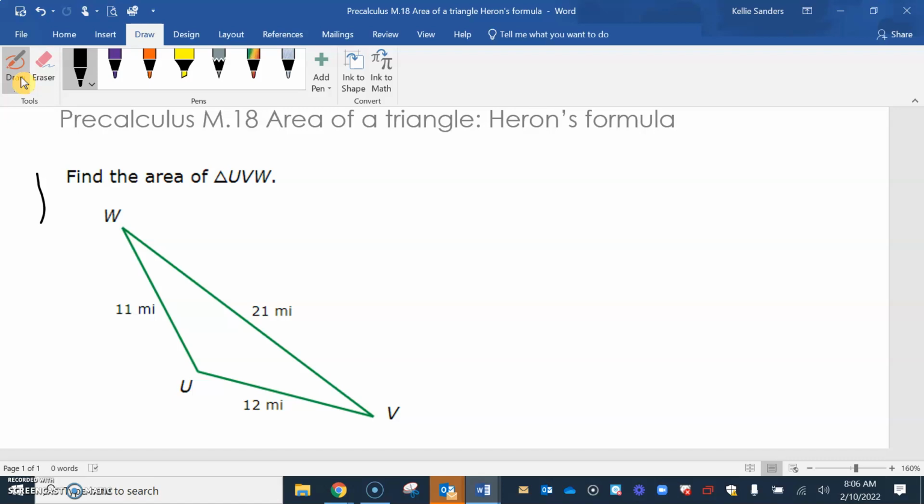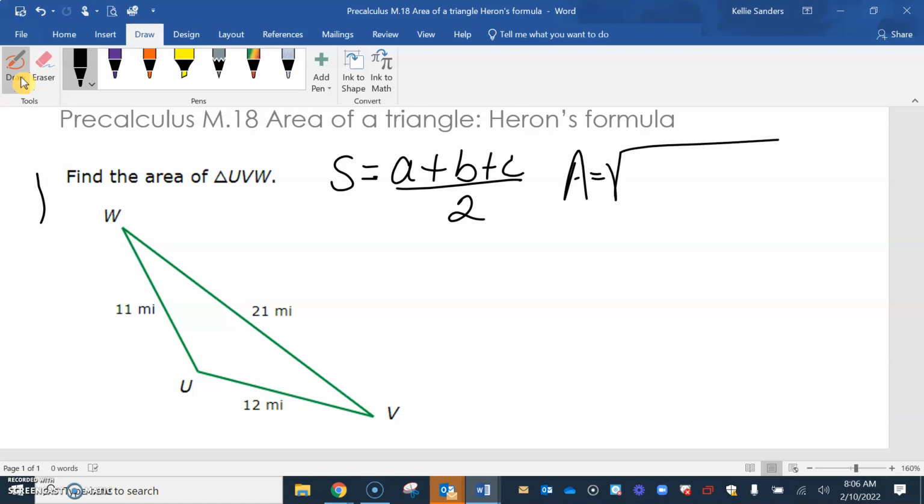So the first thing you're going to have to do is find S. And S is found by adding all of the sides and dividing by 2. And once you do that, then you're going to find the area. And the area is the square root of whatever your S is times whatever your S is minus one side times whatever your S is minus the second side times whatever your S is minus the last side. And that's going to be it.